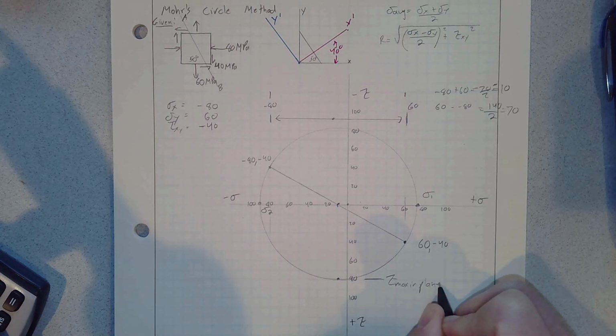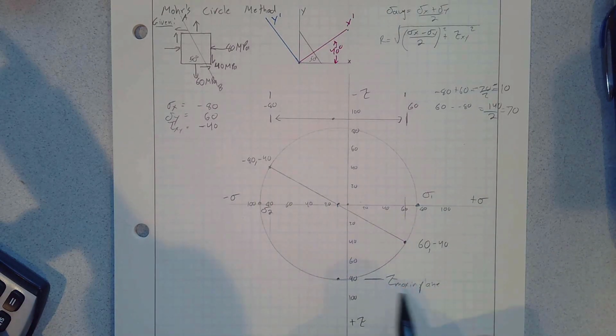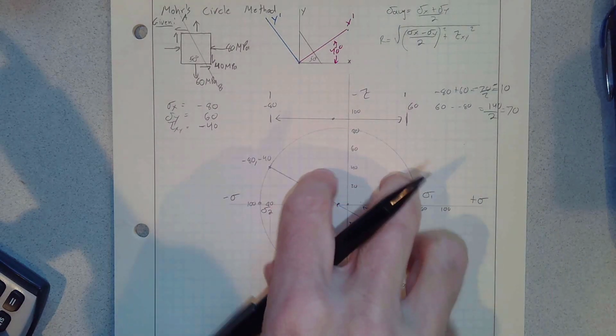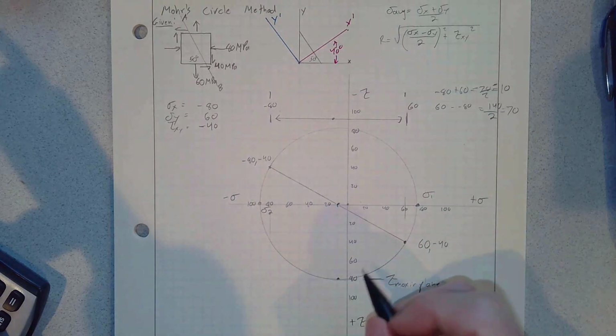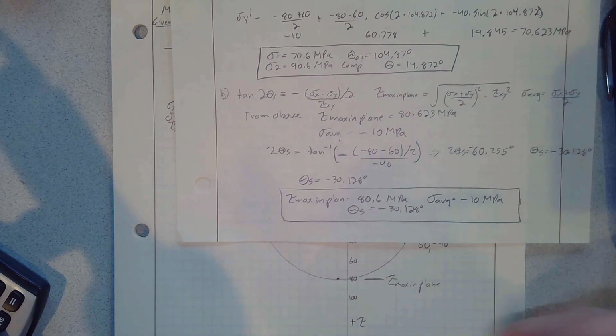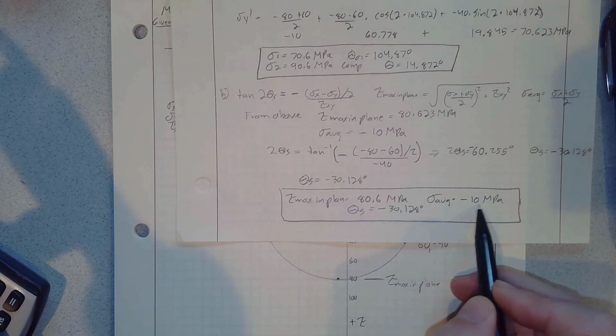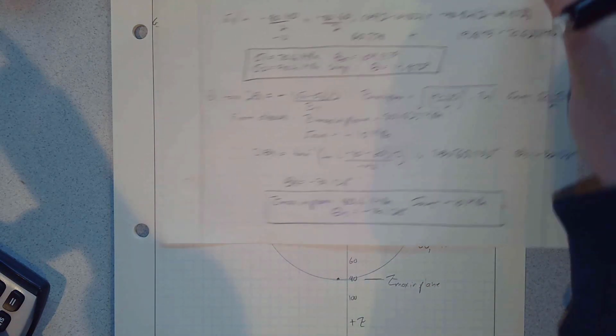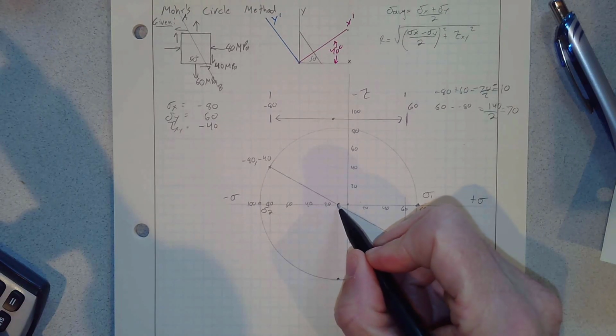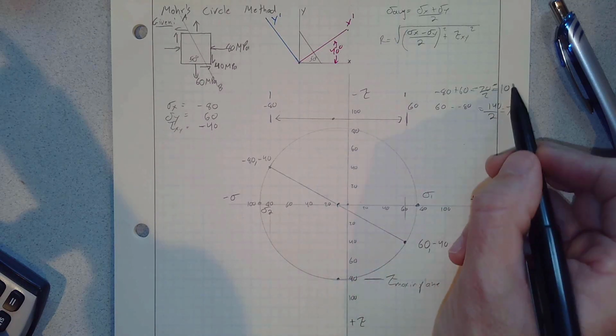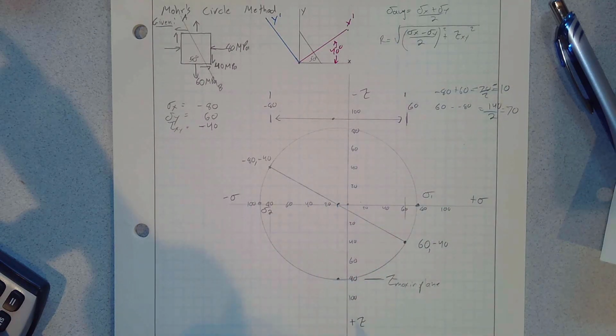The other thing we talked about when we were looking at the max in-plane shear stress, at that location, at that orientation, when we've rotated our element to that point, we said that the normal stress there would be equal to the average normal stress. And when we did that by equations, we came out to negative 10 megapascals. And that's basically where we intercept this normal stress axis here, right? That's negative 10. We solved for that right up here in one way.